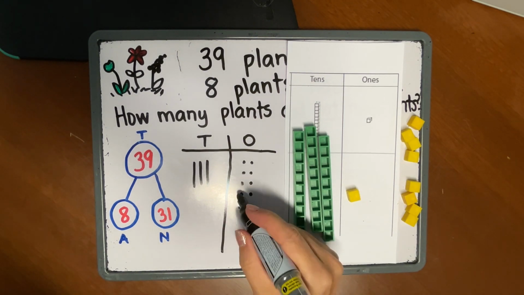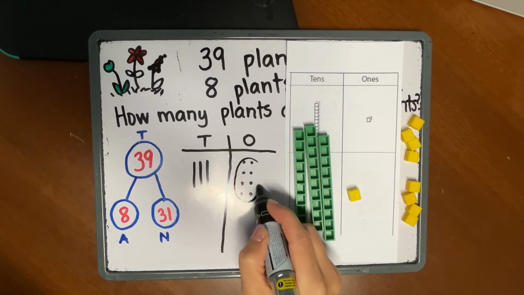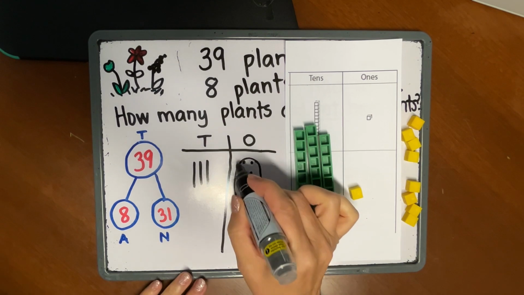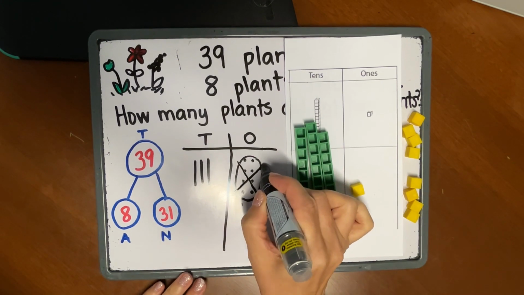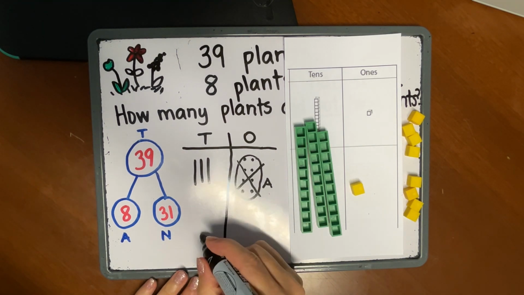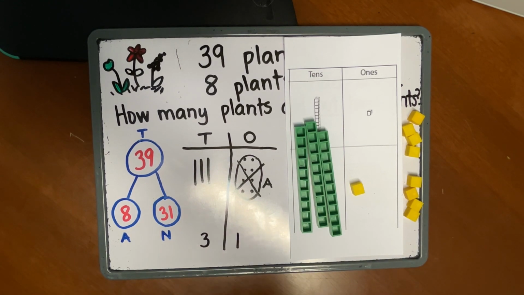How can I show the 8 that had ants? I could cross them. I could circle them and show that these had ants. Maybe I want to cross those because those were the ants. That's another idea. And how many plants did not have ants was 3 10s and 1. So 31.